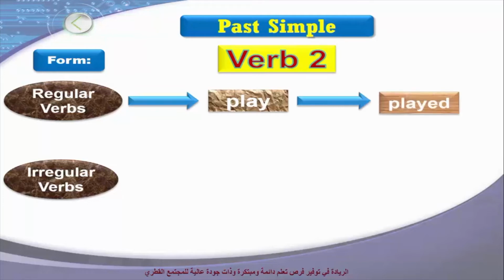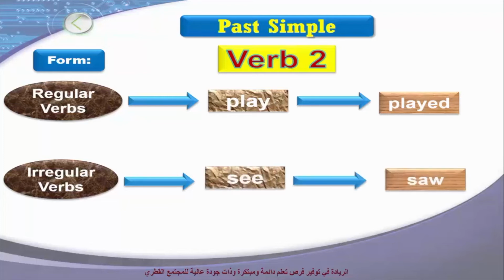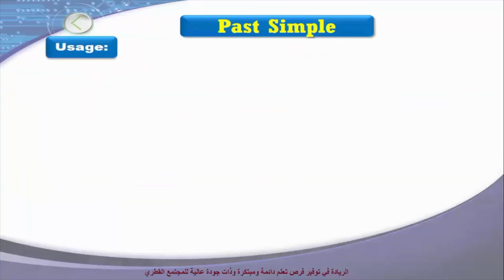But for irregular verbs, the rule is different. We need to memorize them. For example, the word see becomes saw. I saw him yesterday. But what are the uses of past simple? Actually, you have three main uses.